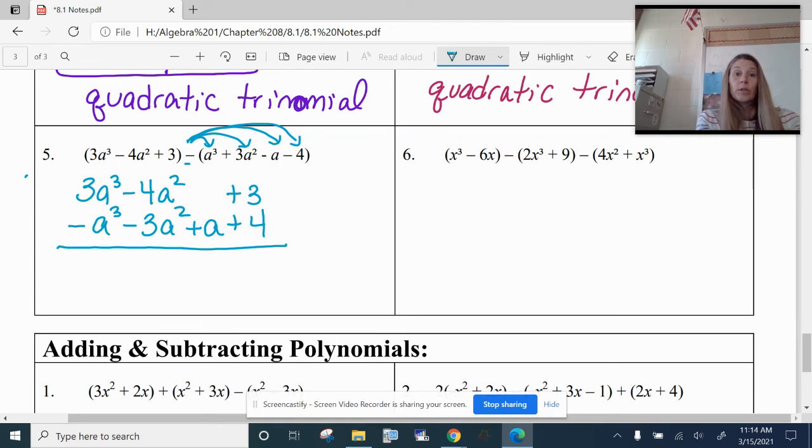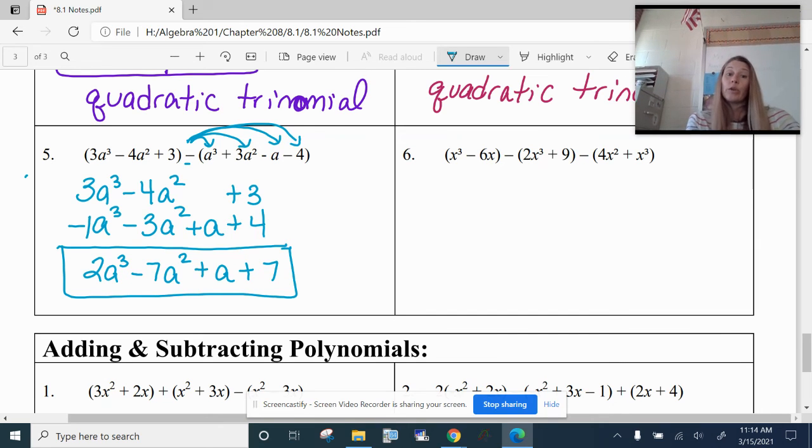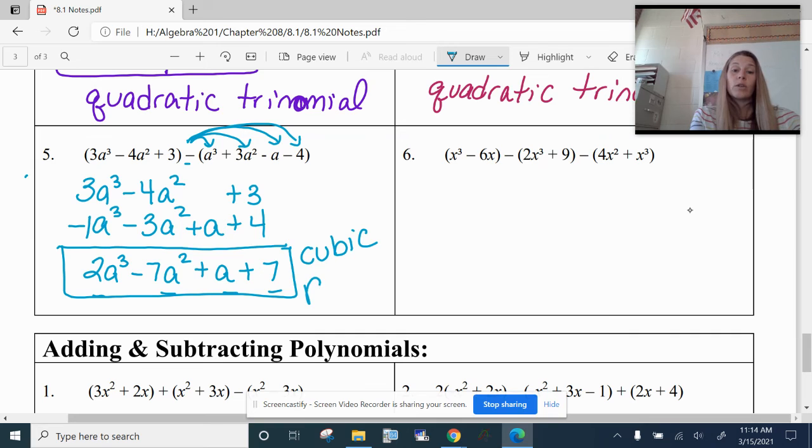Now all my like terms are stacked up nicely in columns, so I have 3a cubed minus 1a cubed, which would be 2a cubed. Negative 4a squared minus 3a squared would be negative 7a squared. Then I have my little plus a, and then plus 7. Now this answer, because my highest degree was a third power or a cube, it's going to be a cubic. And then because I have 4 terms, 1, 2, 3, 4, it's just going to be called a polynomial. So this would be a cubic polynomial.